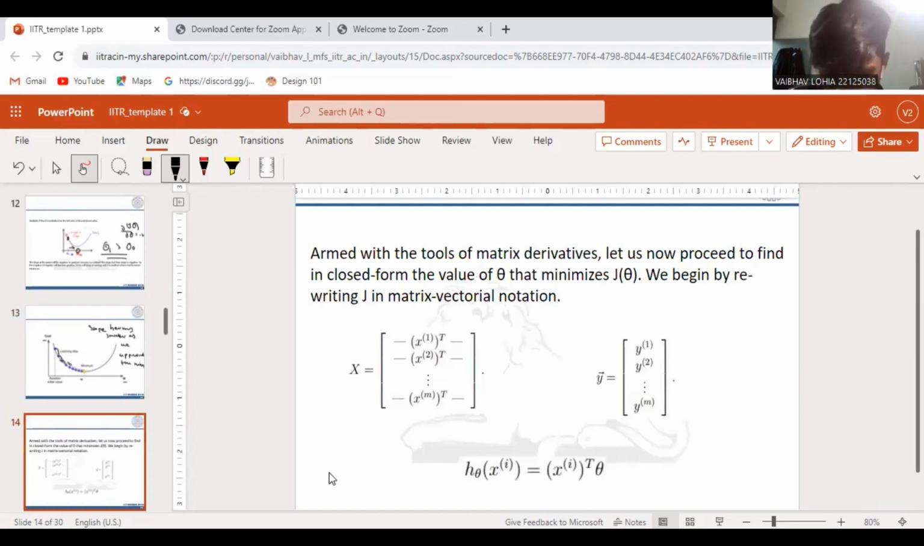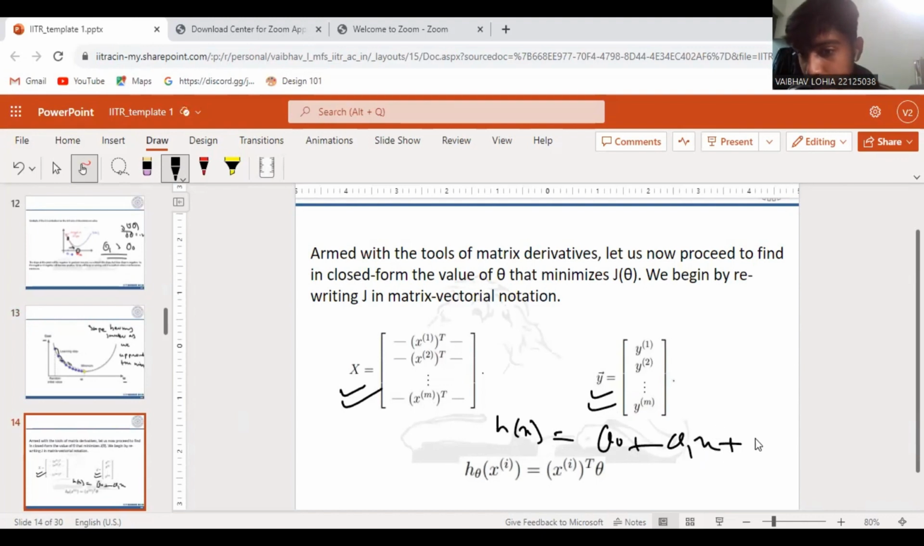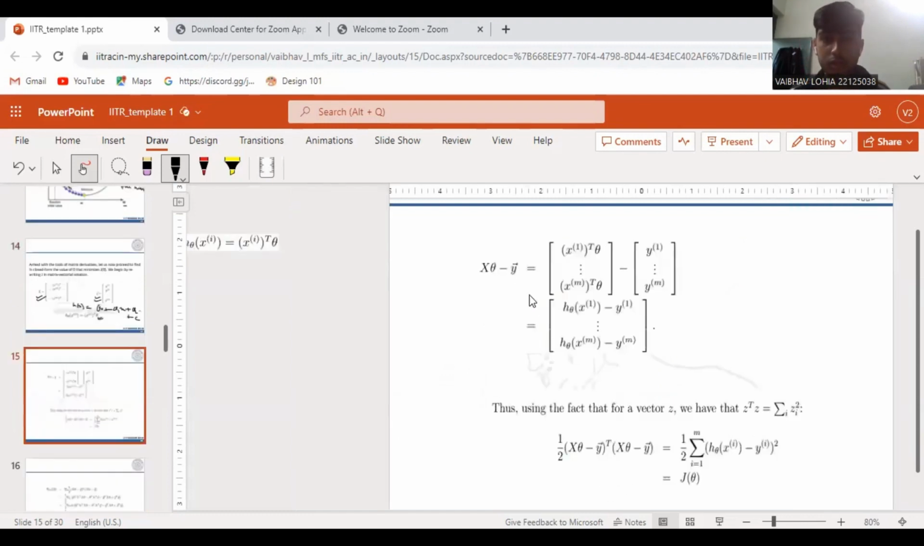We can also write it in matrix form, which will be easier to comprehend. Here, x is our input feature, which I talked about earlier, and y is the actual value for the respective feature, and h of x is nothing but the equation theta naught plus theta 1 x plus theta 2 and so on, plus some constant. We can write it in this form. Subtracting the actual value from the predicted value, we get this matrix.